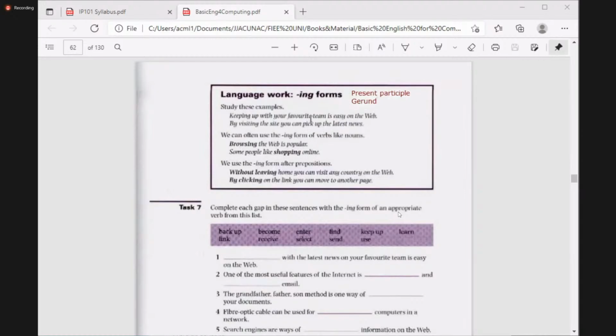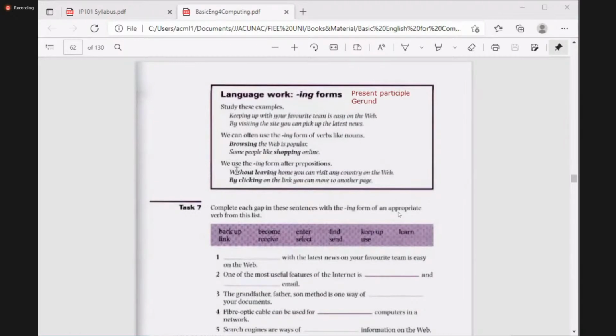So we have that here. When they say keeping up with your favorite team is easy on the web, or by visiting the site, you can pick up the latest news. Or I like reading, or I like playing soccer, for example. Now, we can use this present participle or the ing form of the verb in two principal circumstances. One, when we make reference to the action as a noun or as an activity, and the second, after prepositions. In the first case, it happens when it is connected to some specific verbs, for example, like, love, hate, etc.